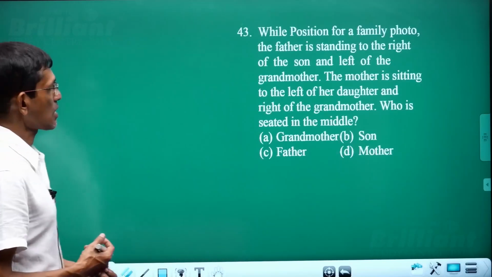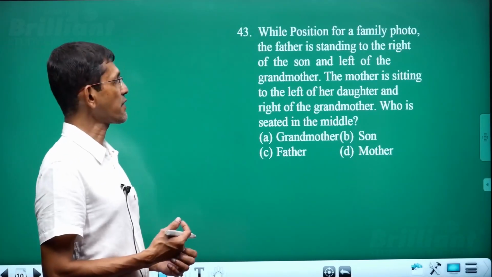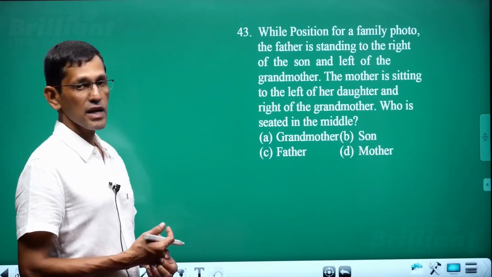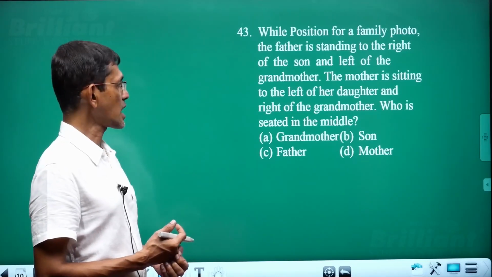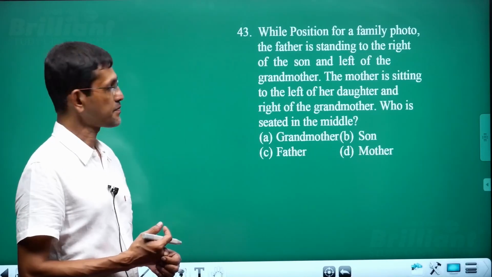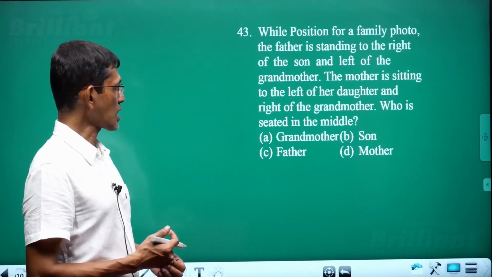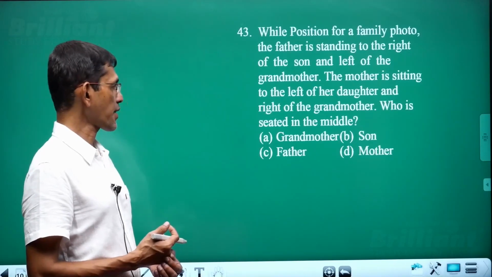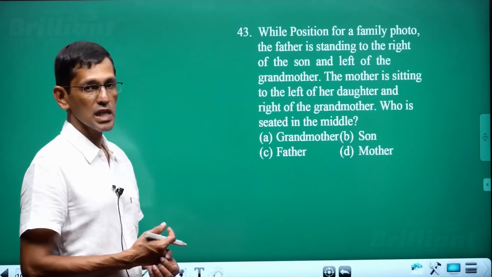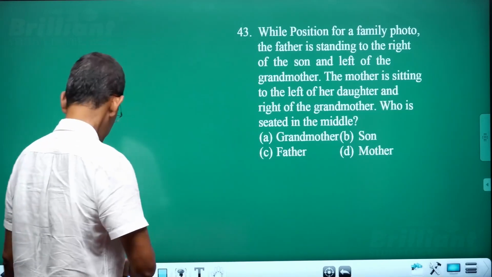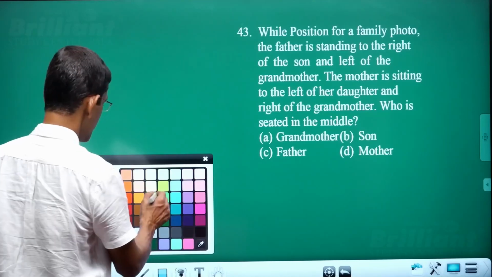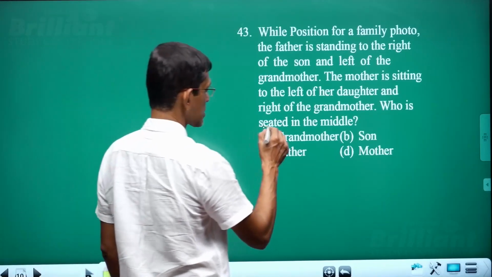Number 43. While positioned for a family photo, the father is standing to the right of the son and left of the grandmother. The mother is sitting to the left of her daughter and right of the grandmother. Who is seated in the middle? So here the question is asking for us to find who is seated in the middle.